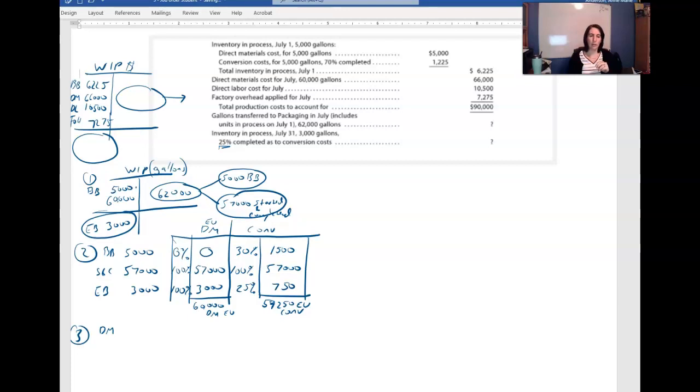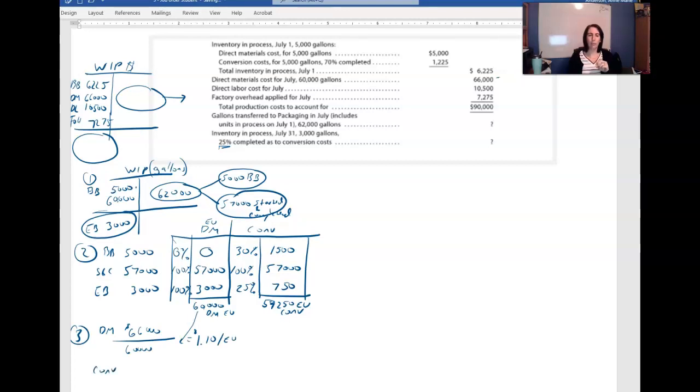So the first thing we're going to look at is what the cost of the direct materials added during the month was. During the month, it was $66,000 of direct materials. So we've got $66,000 divided by the number of equivalent units during the month, so right here, 60,000. So the direct materials cost during the month was $1.10 per equivalent unit.